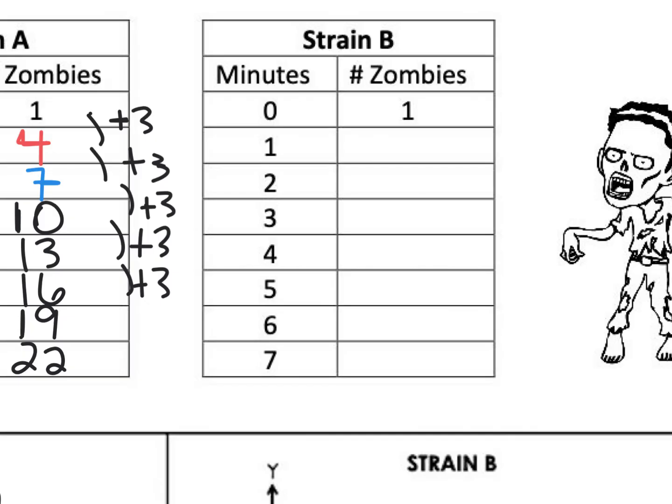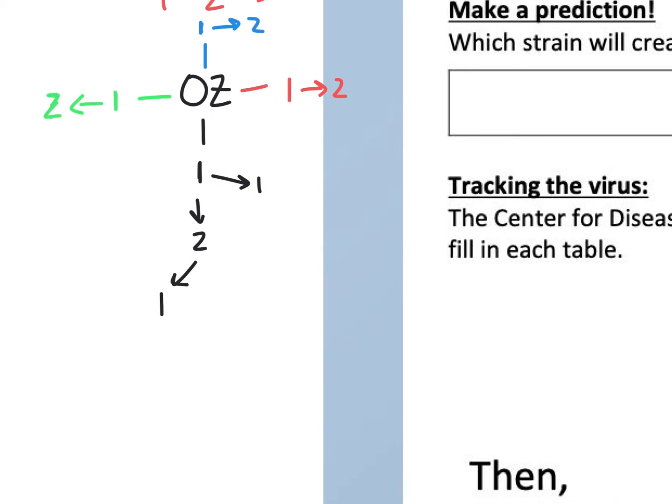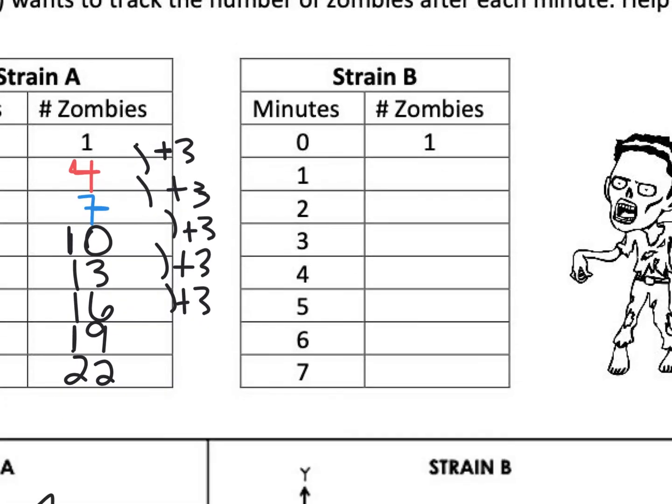When we look at strain B, we have the original zombie. Let me find my picture here. So we're going to look at the black. We had our original zombie, that was 1. So after 1 minute, here's our original zombie and this person. So how many do we have after 1 minute? Just 2. Okay, so let's come over here.